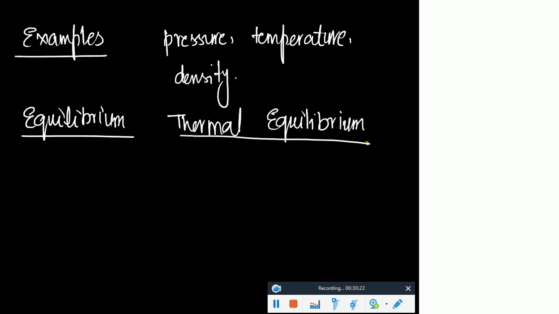For example, this is a hot object and this is a cold object. For example, these are two objects. Once they come into contact, what would happen? Heat would flow from the hotter object to the colder object, right? And then finally, the temperatures of both the objects would become the same. At that point, you say that both the objects are in thermal equilibrium.